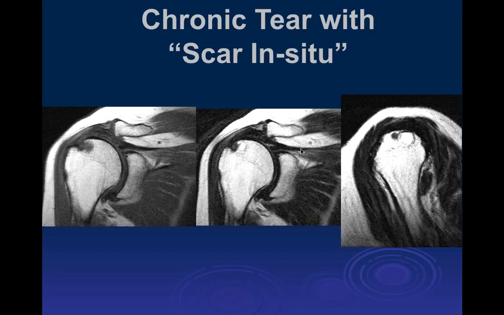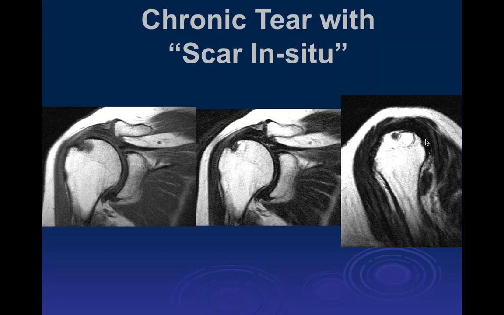In this particular case, this is a full thickness tear with retraction. We see the musculotendinous junction should be up here. It's retracted way back here. This is the distal end of the tendon that should be attached to the bone here. All of this dark structure here that looks like tendon is all scar in situ. And it can be very misleading.